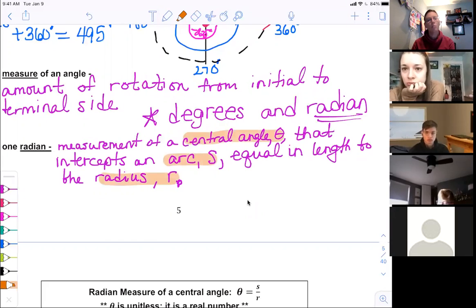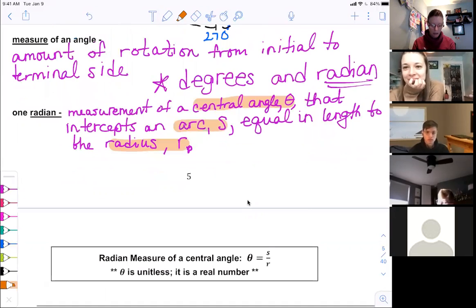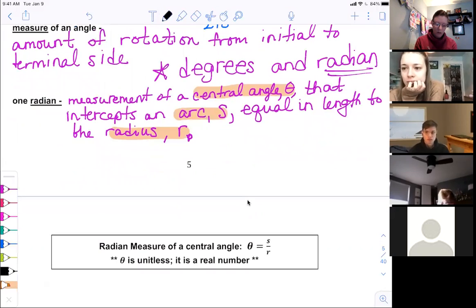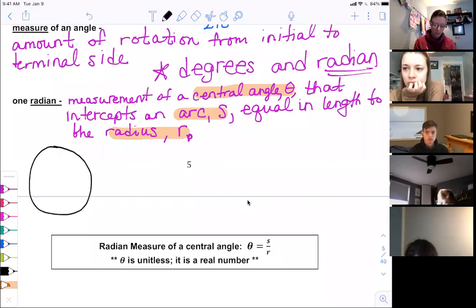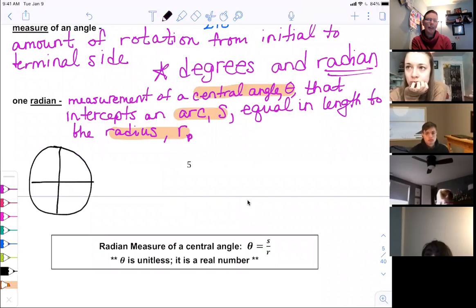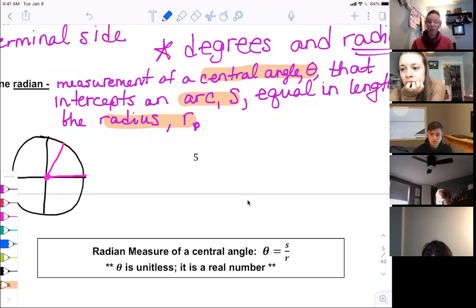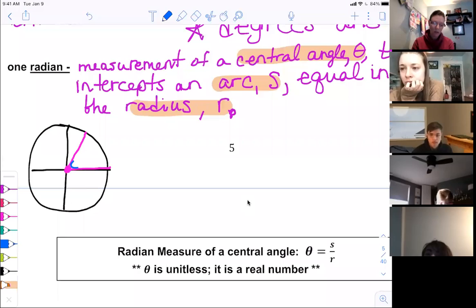So we have a central angle, we have this arc, and we have a radius. I know it seems like a whole bunch of mumbo jumbo right now. So draw yourself a little circle. And inside that circle, we're going to make an axis. We'll do this a lot. So there's my angle. A central angle from geometry is the angle that's connected to the center of the circle. That's called a central angle. So right here is my central angle. The vertex is in the center of the circle.